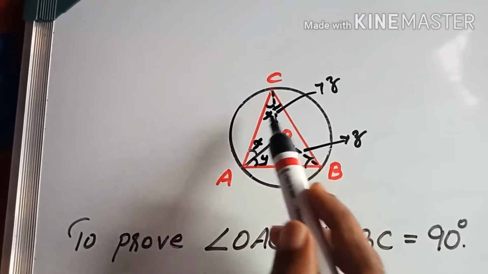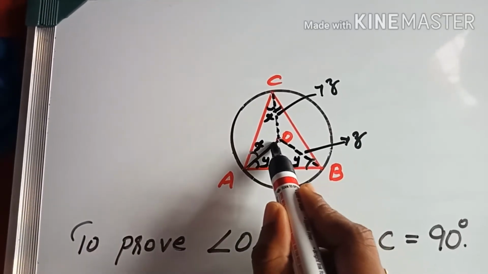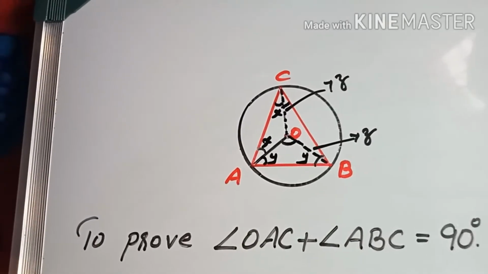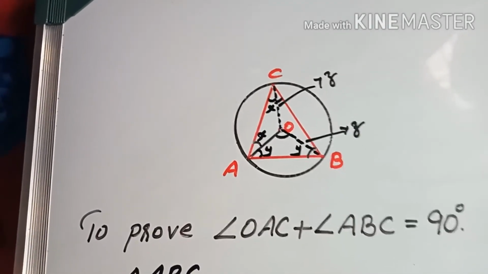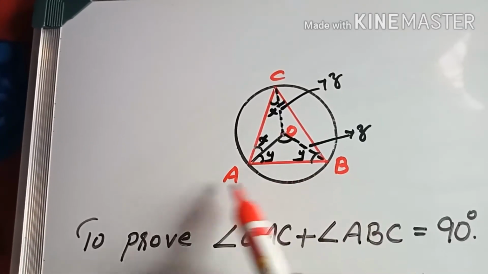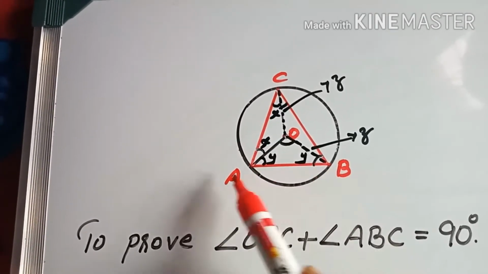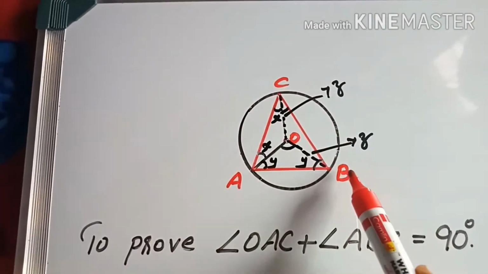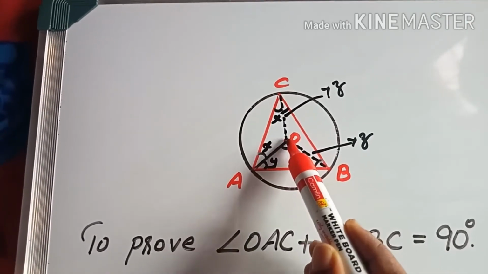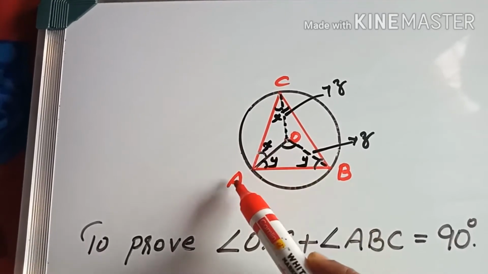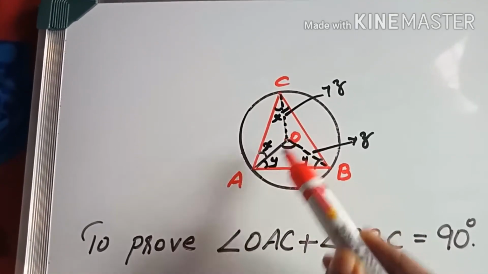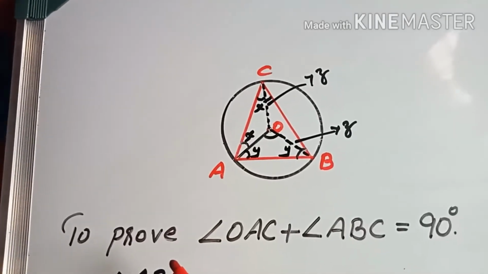Now if angle C is x plus z, what will be the central angle O? You can see angle C's starting point and ending point is A and B. These two are the starting and ending points. A, C, B. Same A and B are the starting and ending points of the angle at O, A, O, B. So these two angles will satisfy that half and double relation.